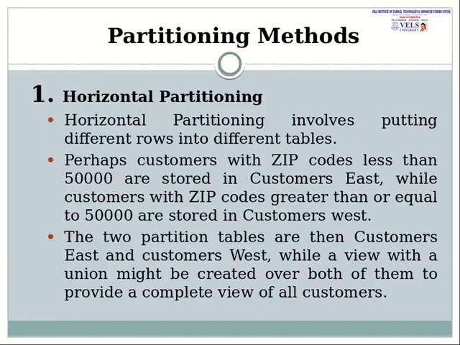So there are two partitioned tables, customer east and customer west, while a view with a union might be created over both of them to complete the view of the customers. So you can easily view the customers by these two criteria, either a zip code of 50,000 or more, or otherwise less than that zip code.